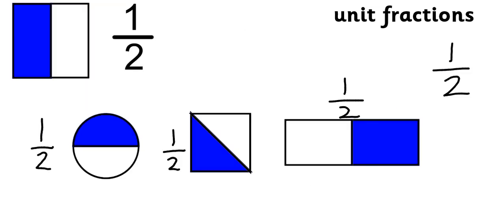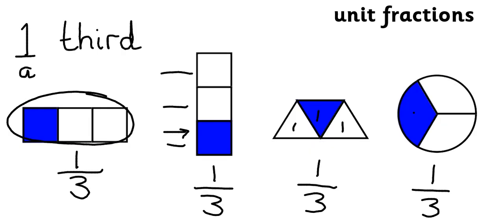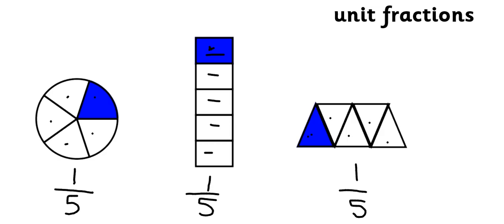1 out of 2 is half, 1 out of 4 is quarter or fourth, 1 out of 3 is third, what do you think 1 out of 5 is called? We call this fraction fifth. Fifth. Quite a tricky one to say. Fifth.